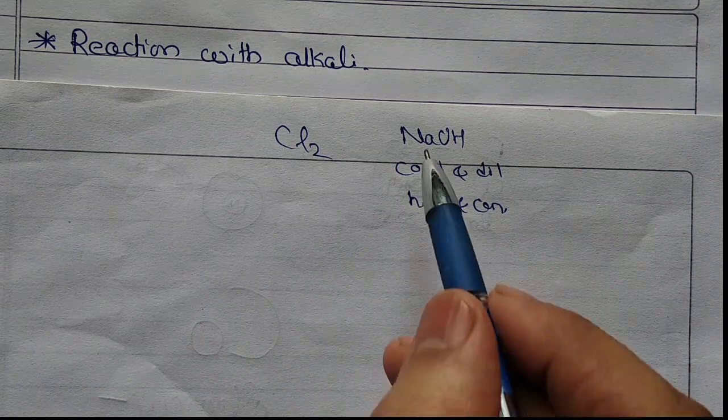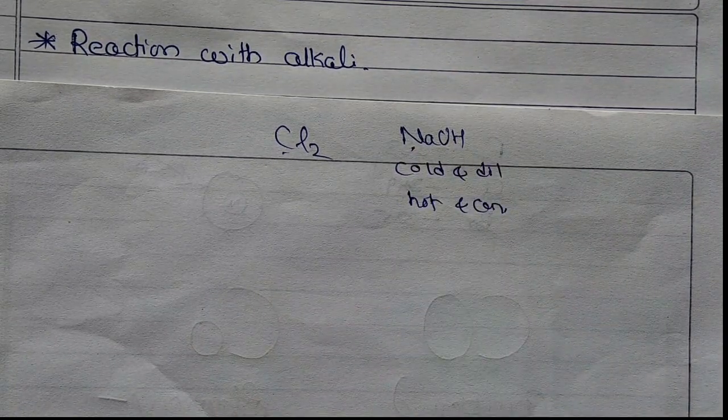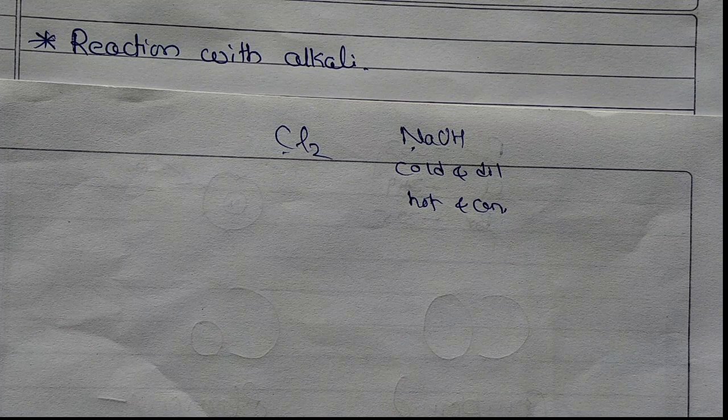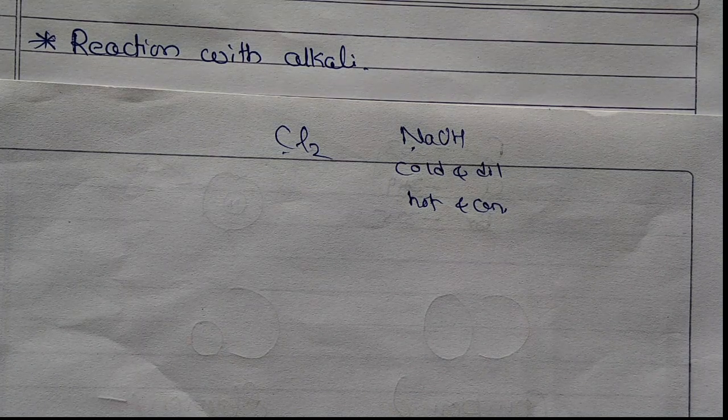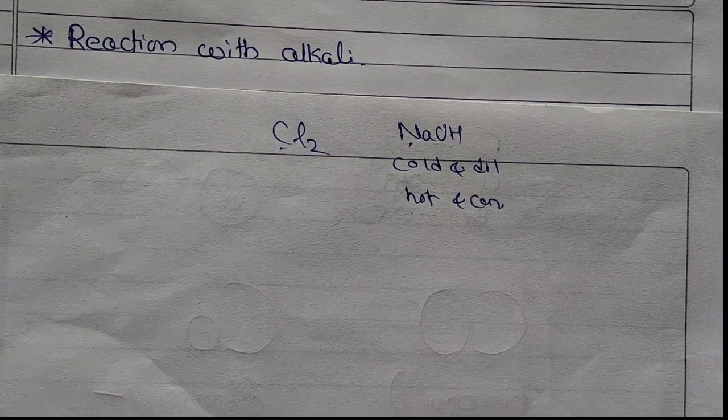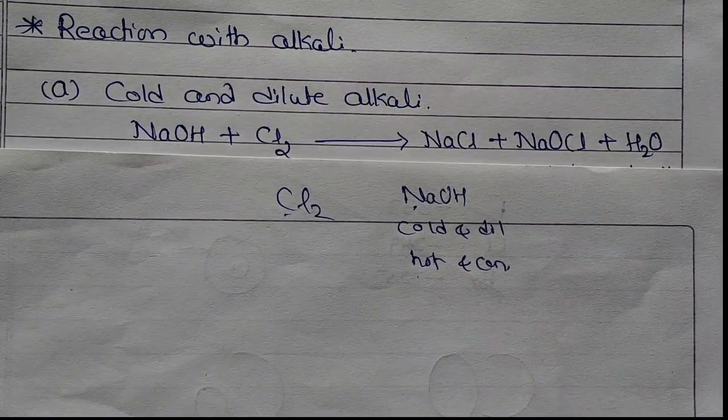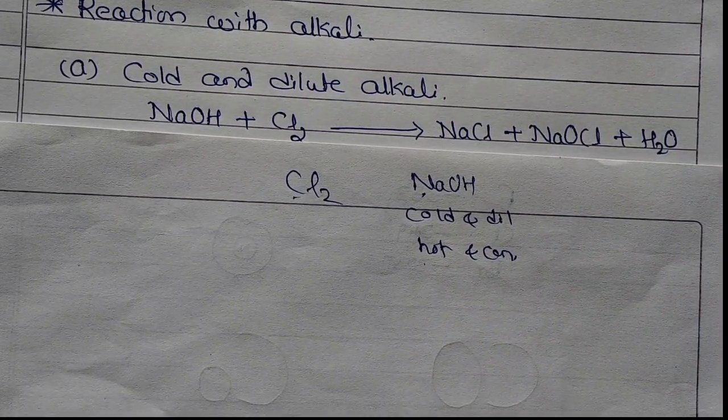One of the products is NaCl. The remaining products change with respect to the concentration as well as the temperature. They change in cold and hot conditions. Okay, so let us take that reaction now: cold and dilute alkali.